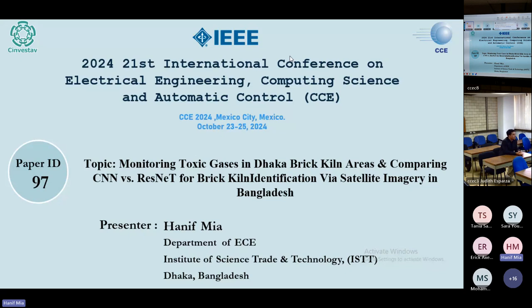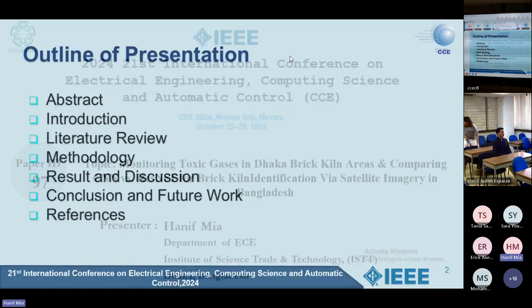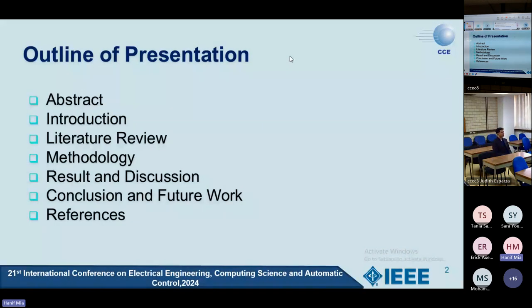The topic is monitoring toxic gases in the Dhaka brick kiln area and comparing CNN versus ResNet for brick kiln identification by satellite imagery in Bangladesh. Here is the outline of my presentation. The outline is abstract, introduction, literature review, methodology, result and discussion, conclusion and future work, and references.